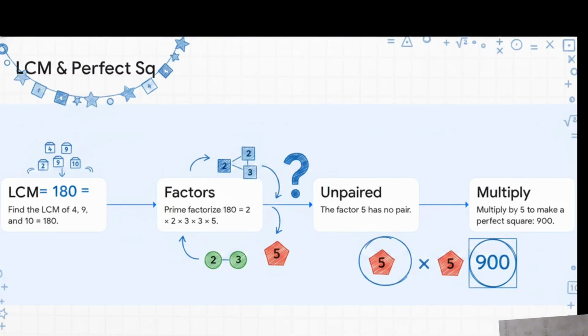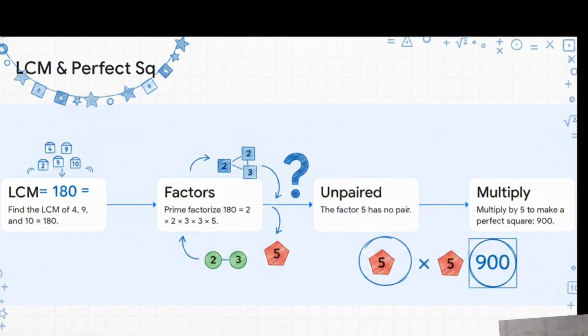First, let's find the LCM and check the prime factors. The least common multiple for 4, 9 and 10 is 180. That's the smallest divisible number, but is it a square? Let's check. If we prime factorize 180, we get 2 into 2 into 3 into 3 into 5.